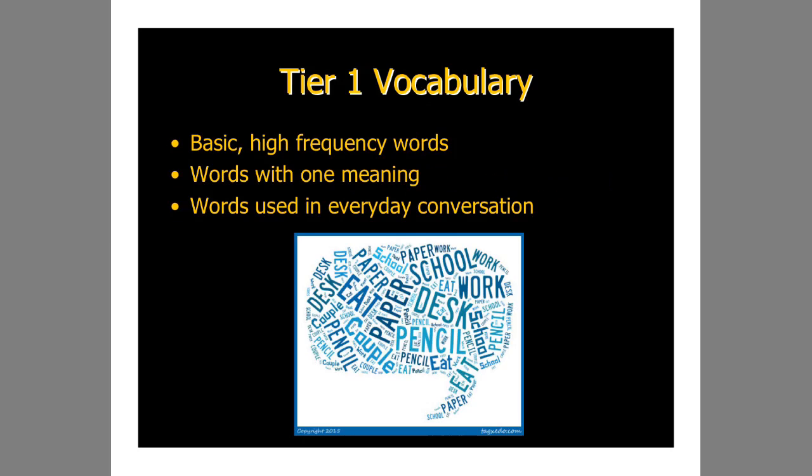So now I'm going to talk about 3 different tiers or 3 different levels of vocabulary. And this is a classification system used to help you identify words that are important to teach. Tier 1 words are words that are really basic words that are used often in everyday conversation. Oftentimes they only have one meaning. These types of words like paper, desk, and pencil, like you see on the word cloud, are words that you really don't need to teach in the content areas. Now, if you're teaching English language learners, that's a different story. They might not know what some of these words mean, but for a native English speaker, these are just words that are very basic and don't need to be taught.